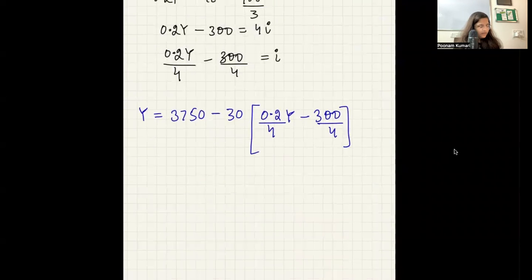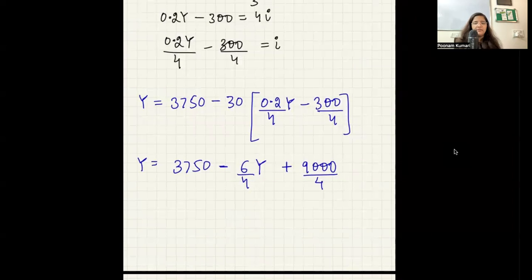Okay, this is what you have. So you just solve for this value now. So this is 30. So this is basically 6 by 4 times y minus minus plus. This is 9,000 divided by 4 now. These are the numbers that you have. Okay. So if you bring it this side, you are going to get what? y plus 3 by 2y equals 3750 plus.